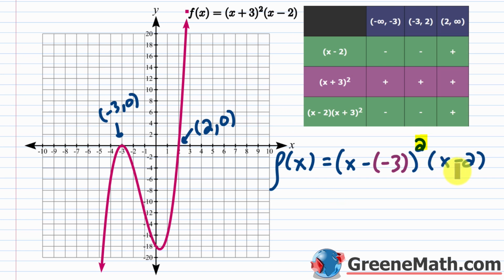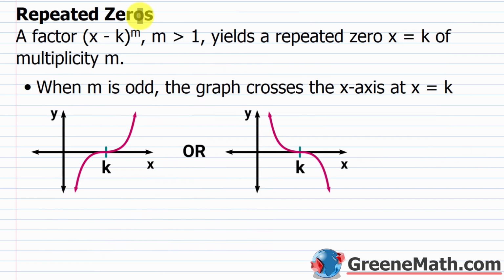Looking at this, here the 0 is 2. Again, you have that x-intercept that's 2, 0. Notice it just crosses straight through. It does not flatten out in any way, shape, or form. Now let me show you what we expect when we have repeated zeros. I'm going to start off with a case where the multiplicity is greater than 1 and your exponent is odd. So a factor x minus k raised to the power of m, where m is greater than 1, so it's not a multiplicity of 1. It would be a multiplicity of, let's say, 3, 5, 7, something like that, yields a repeated 0, x equals k, of multiplicity m. Again, that's coming from right there. When m is odd, again, 3, 5, 7, 9, and so on, the graph crosses the x-axis at x equals k.